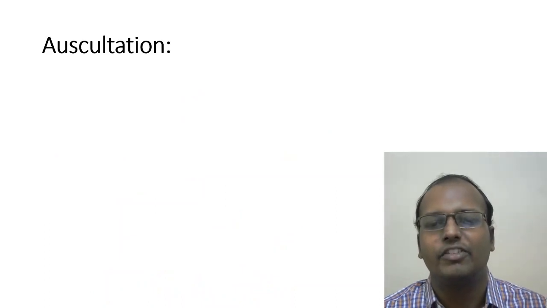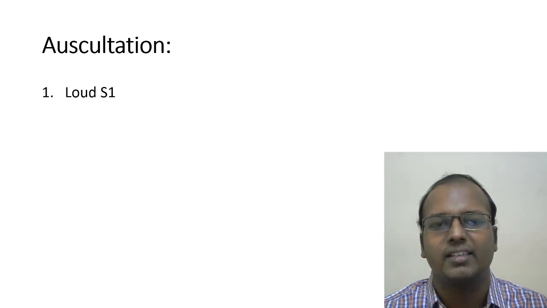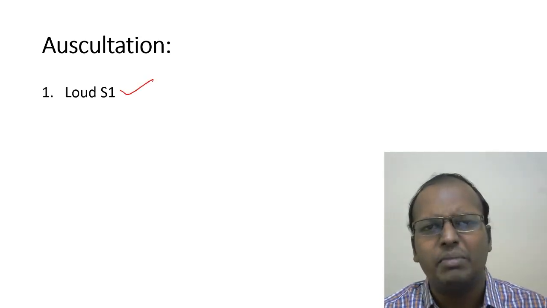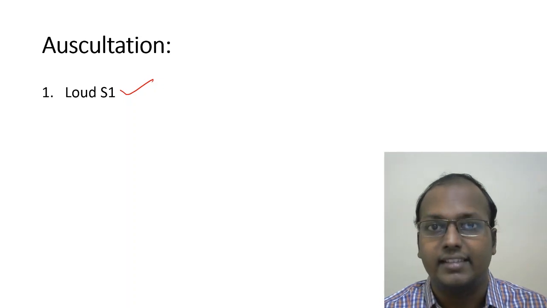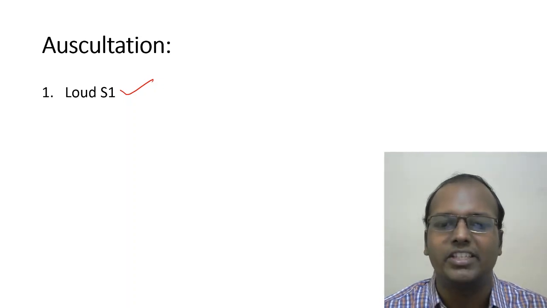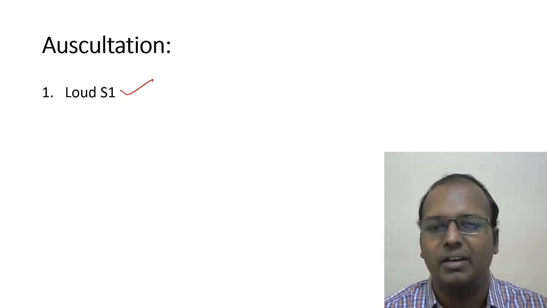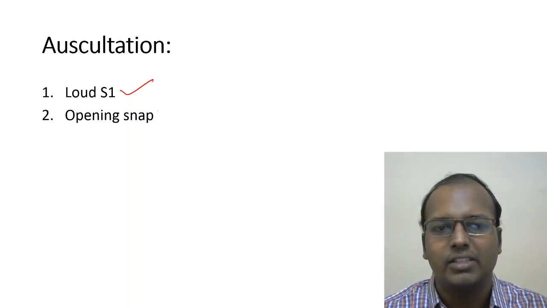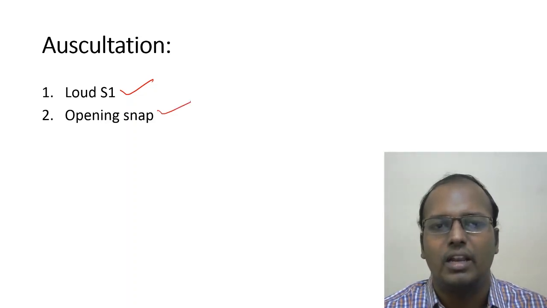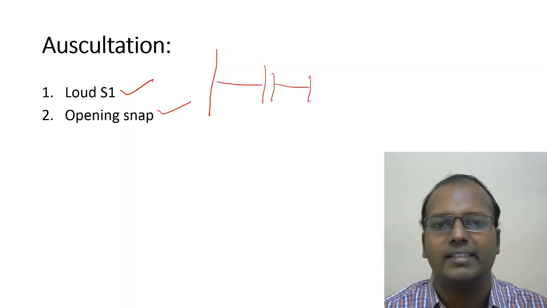Auscultation. What are the classical findings which we hear in auscultation in a patient with mitral stenosis? Yes. Loud S1. Can the S1 be variable? Yes. In your patient, if the patient is having atrial fibrillation, then the S1 can be variable. Okay. Then comes the opening snap. So loud S1. Then comes the S2 followed by opening snap.